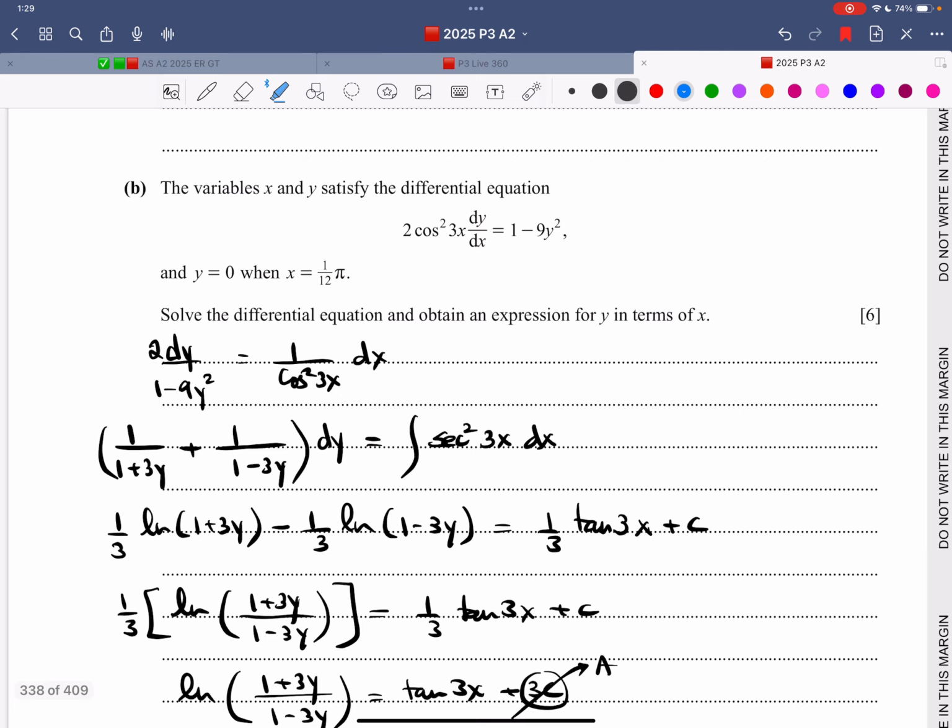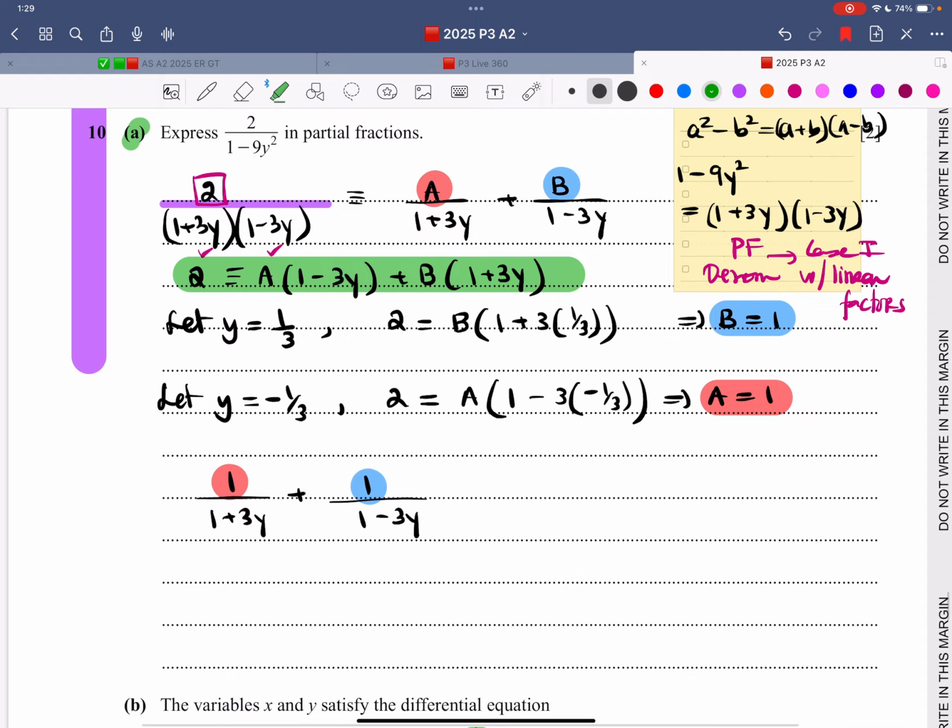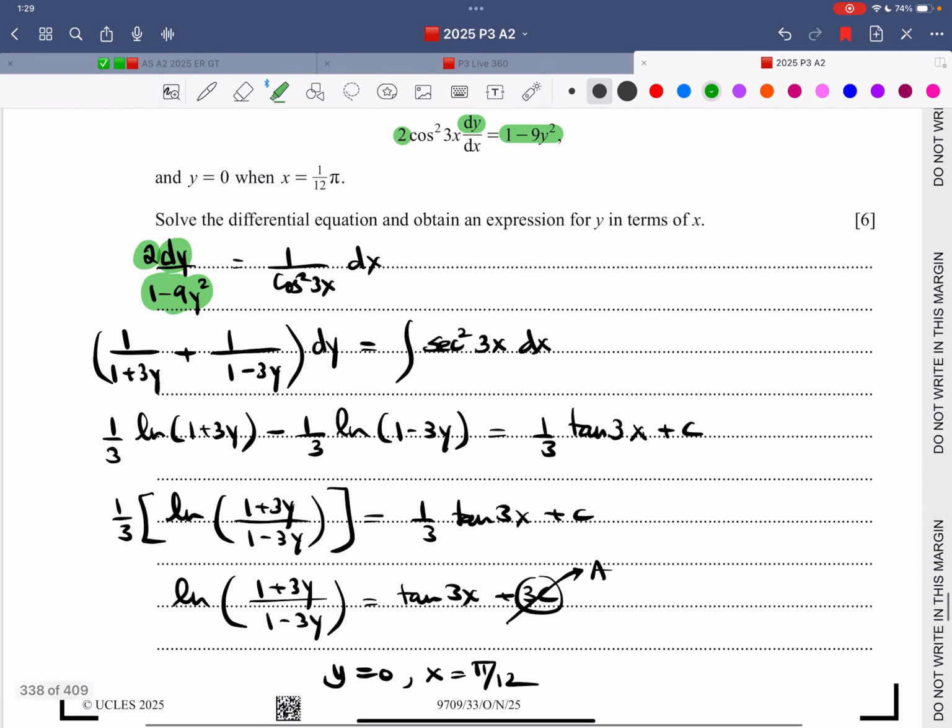Now it says the variables x and y satisfy the differential equation. So there is this 2. And then there is this 1 minus 9y square and dy. So 2 is in the numerator. I left it as it is. So this is 2. This is dy. This is 1 minus 9y square, and that is exactly part A. So this is already done.